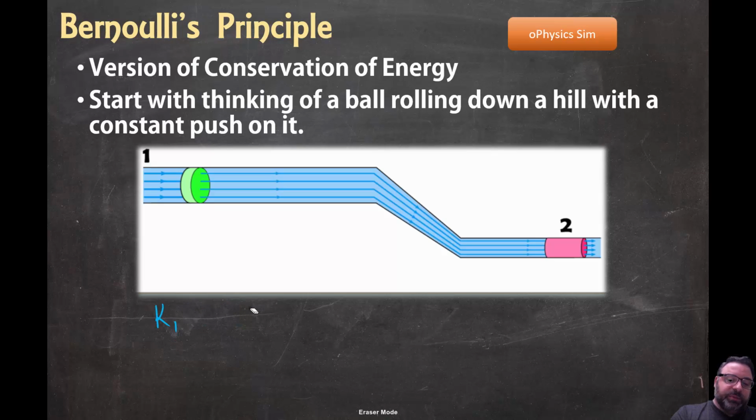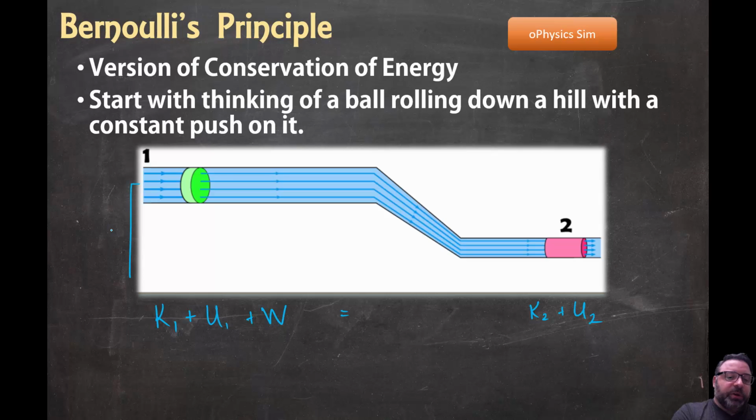Let's actually separate this a little bit. We might write kinetic energy plus potential energy. There's no spring potential here, so we don't have to worry about that. That could be at point 1, and that's going to be equal to, at some other point farther down the hill, the kinetic energy at point 2 plus the potential energy at point 2. And if we threw some work in there, there could be some work done on it that changes the energy states of these things.